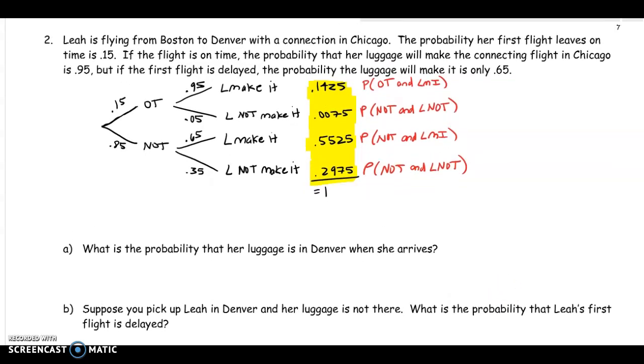Again, let me also point out that these first branches are individual probabilities. This is the probability that your flight is not on time. And we multiply that now right here on this branch. This is a conditional probability. So this is the probability that her luggage does not make it given that her flight is not on time. And when you multiply that, that's going to give you that 0.2975, which is the and.